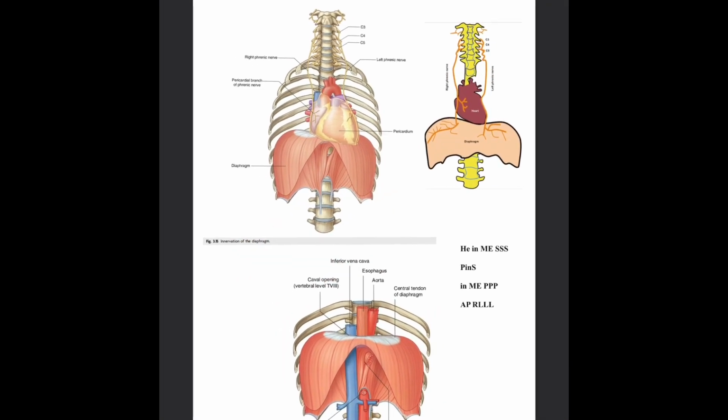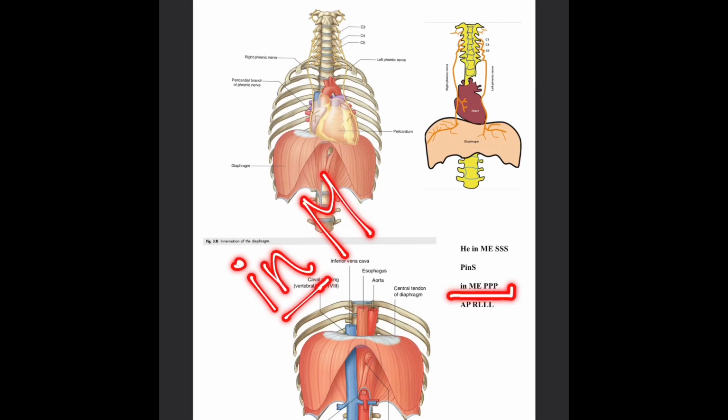So let's discuss the arterial supply. I created a mnemonic for the arterial supply of the diaphragm. The mnemonic is IN, ME, triple P. The letters I, N stand for intercostal arteries, lower 5 intercostal arteries, the letter M stands for musculophrenic artery, and the letter E stands for epigastric arteries, superior epigastric arteries.